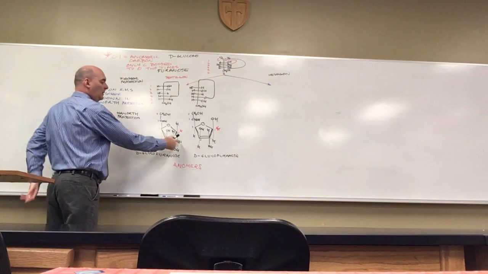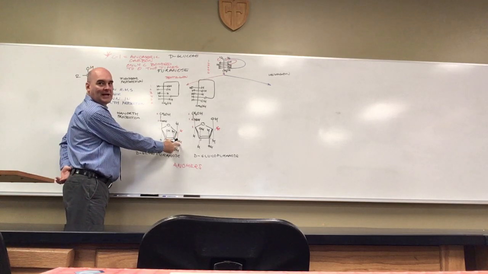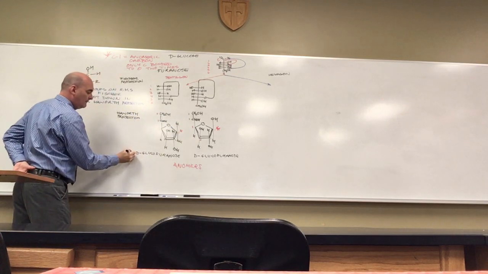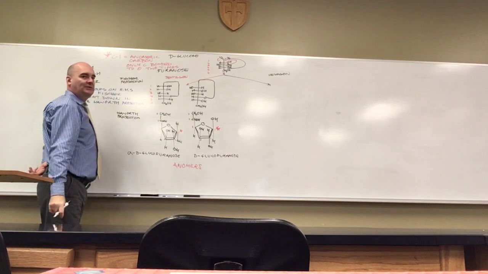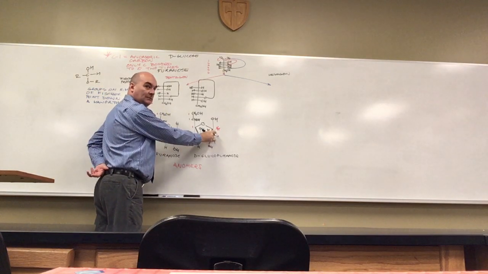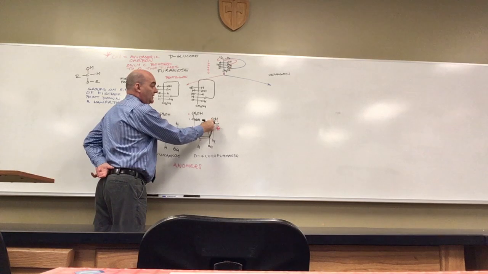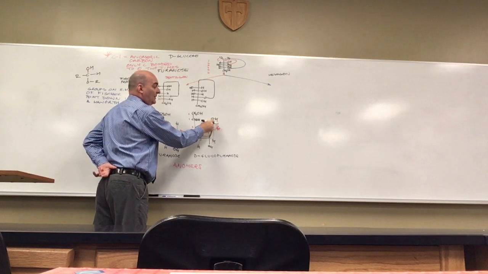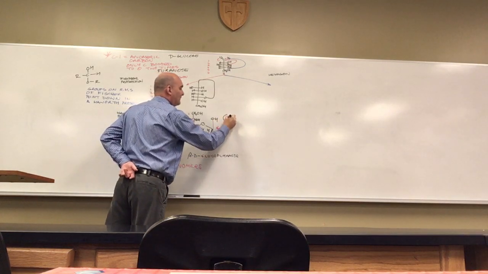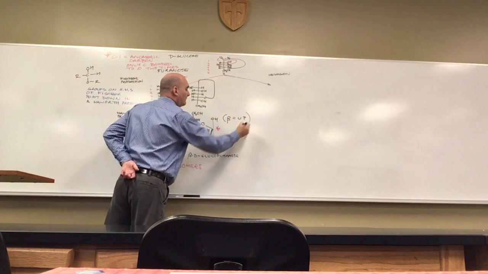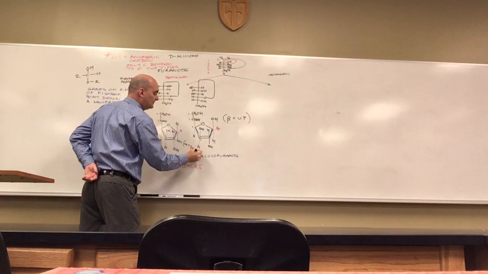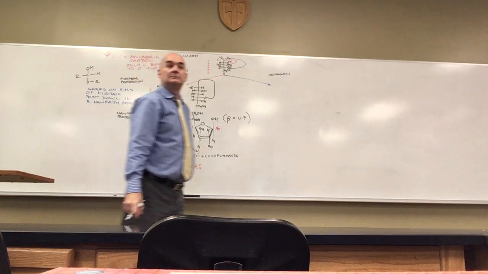If the alcohol at the carbon that is anomeric is pointing down, that is the alpha isomer. If the alcohol that is on the anomeric carbon is pointing up, that is the beta isomer. Beta is up, alpha is down. Okay?